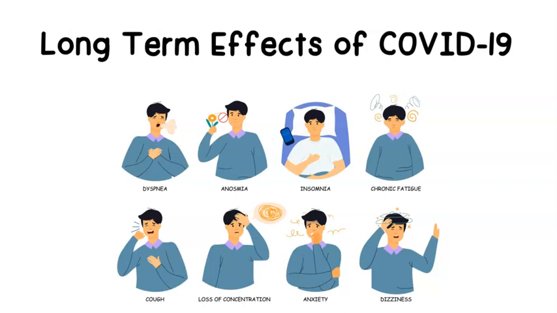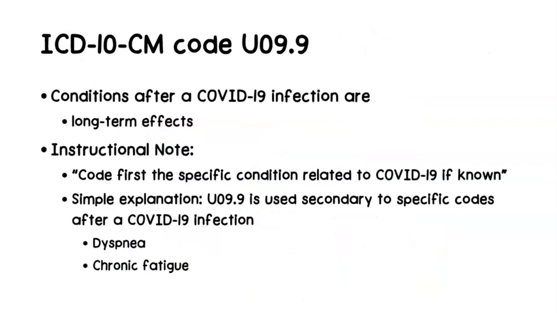Some long-term effects of COVID-19 include insomnia, changes in smell and taste, shortness of breath, chest pain, palpitations, dizziness, sadness, and anxiety. In some situations, the symptoms are so severe that individuals are unable to work or simply go about their typical daily activities. In these situations, ICD-10-CM code U09.9 is secondary to specific codes for ongoing conditions after a COVID-19 infection, such as dyspnea, chronic fatigue, and ICD-10-CM codes for any long-term side effect of COVID-19.